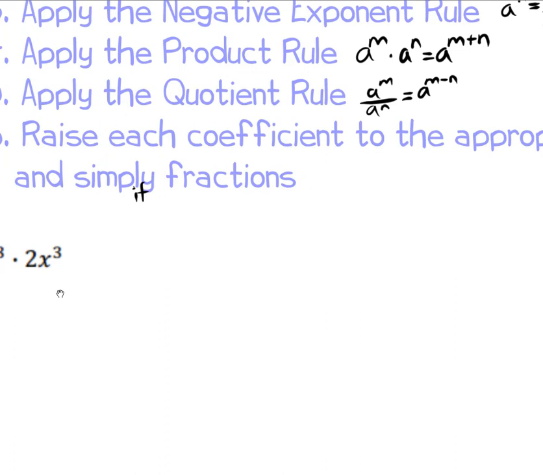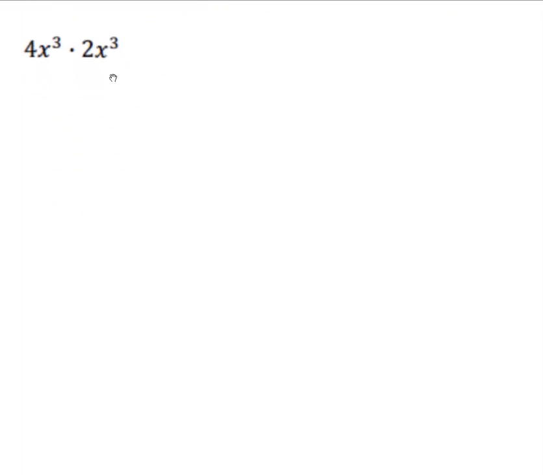Whoa, that was ugly. Let me try that again. I'm just going to zoom into this problem so we can get started. So we have 4x cubed times 2x cubed, and we need to simplify that with no negative exponents left.